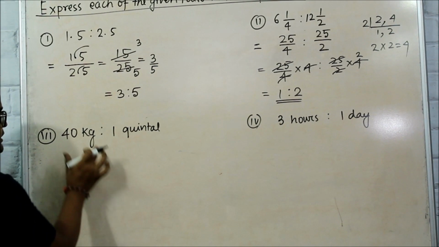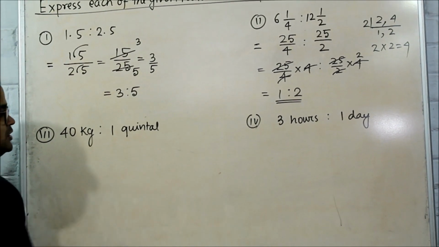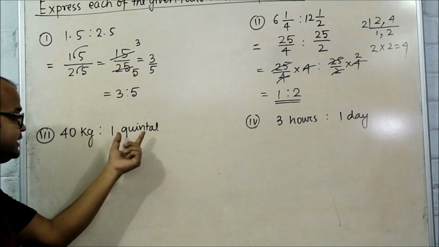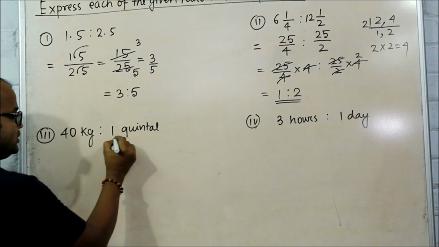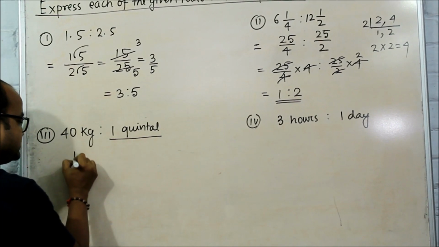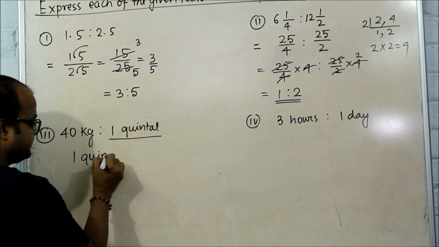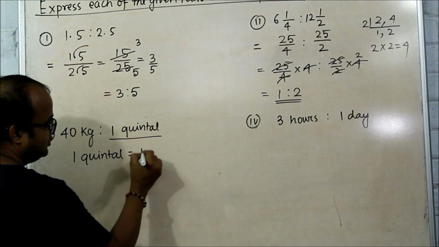Next is 40 kg and 1 quintal. So first we need to make the units the same kind. So convert this quintal into kg. So 1 quintal is equal to 100 kg.